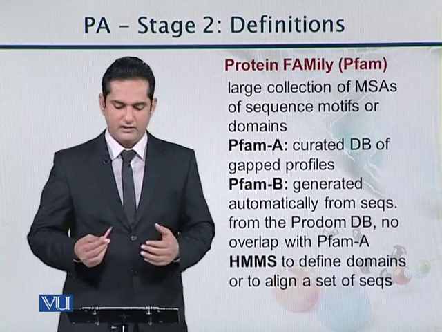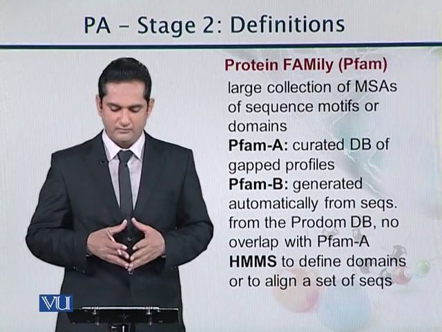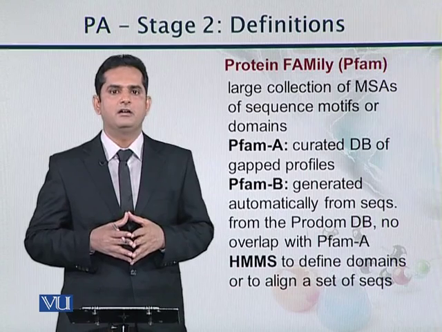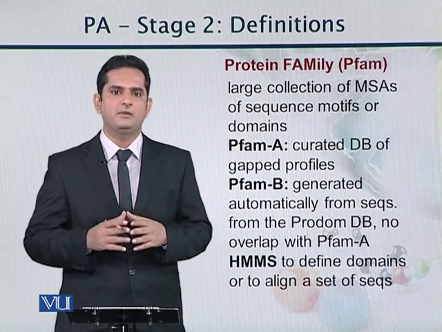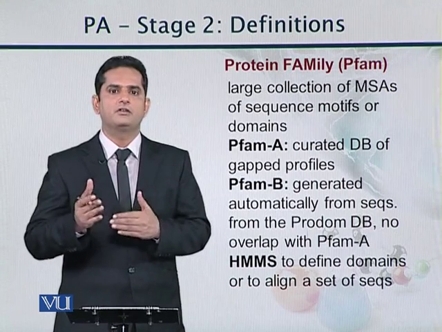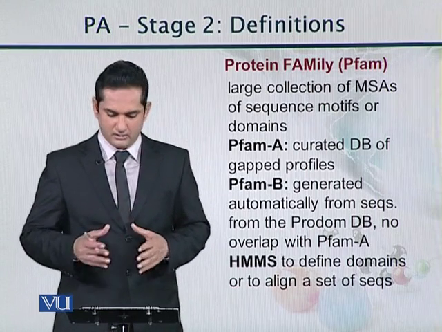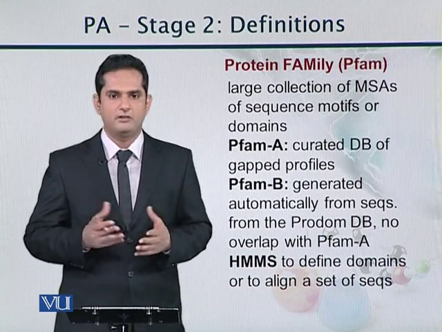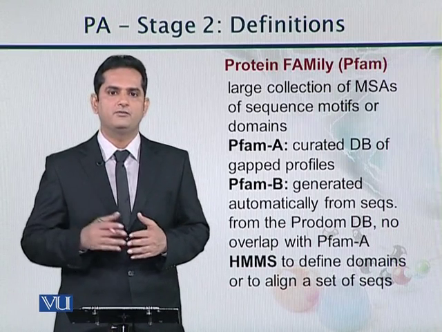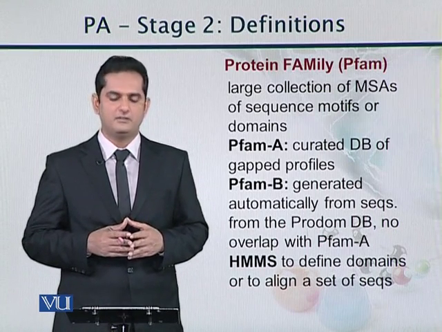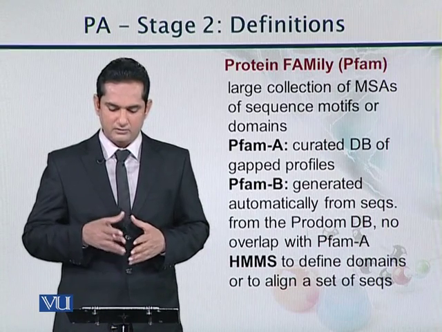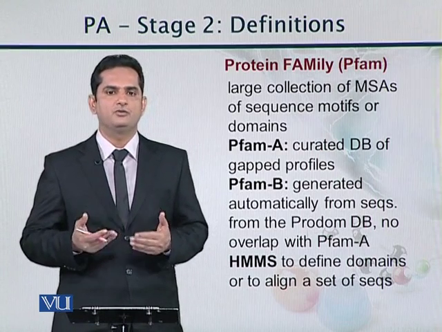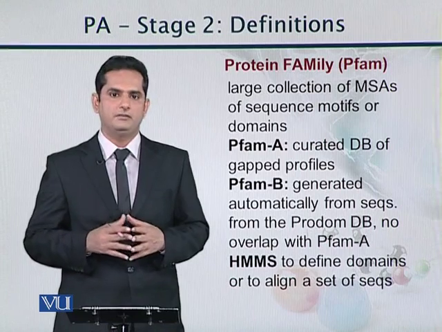So finally, we have protein families. As I said, protein families are collections of more than two proteins, and they are made by making multiple sequence alignment, and those whose conserved regions are equal or similar to each other are put in the same family. There are two tools then, PFAM A and PFAM B. PFAM A is basically a curated database of gap profiles. As I said earlier, it is taken from initial or primary protein sequences, and the other one is PFAM B, which is generated automatically from sequences from the ProDom database, and it usually has that information also which is not present in PFAM A.